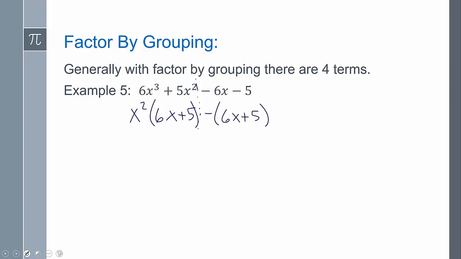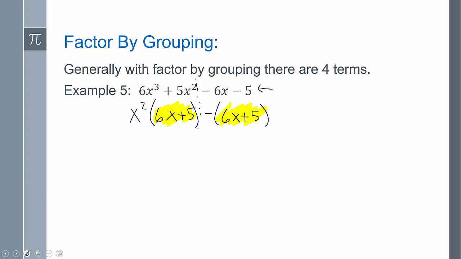Now remember, if we distribute that, I should get that up there. So that's how we can kind of check it. Now when we do factor by grouping, the cool thing about this is these values right here should be the same. That means we did it right.